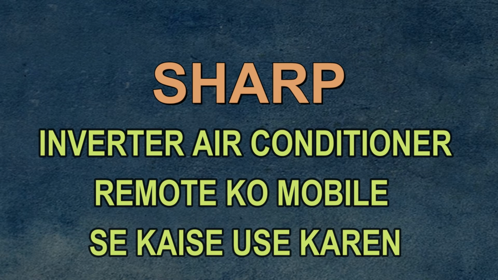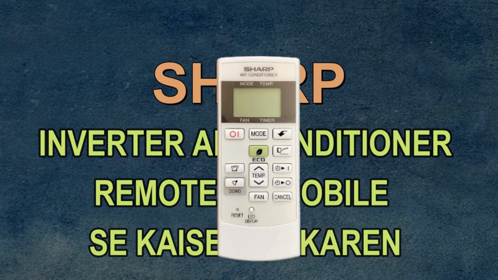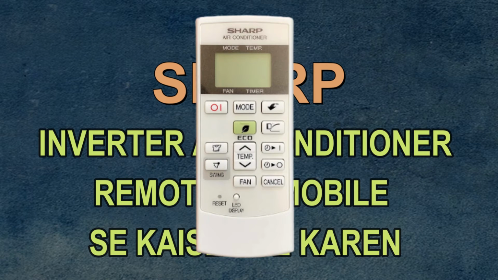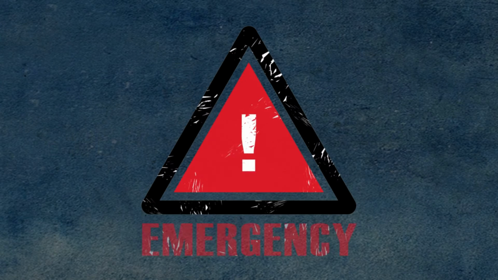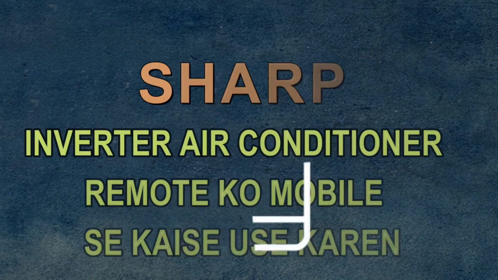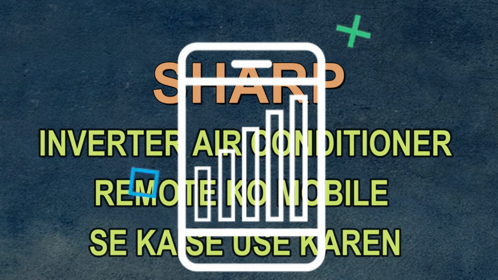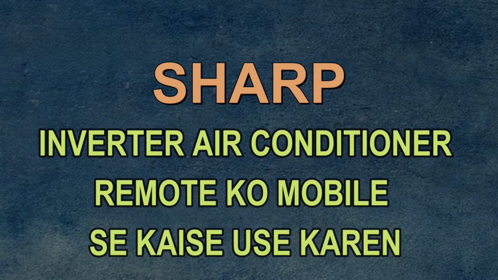So friends, in today's video I am going to tell you that if you have a Sharp inverter AC and the remote of that AC looks like this, and the remote of your AC is not working properly or the remote has got damaged and you are in an emergency, and you want to use your AC from mobile, then today I am going to tell you how you can use AC from mobile very easily. So let's start the video.